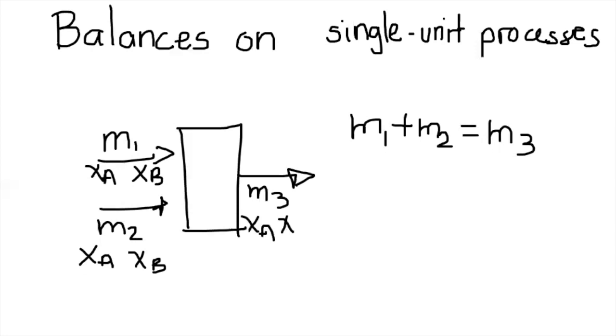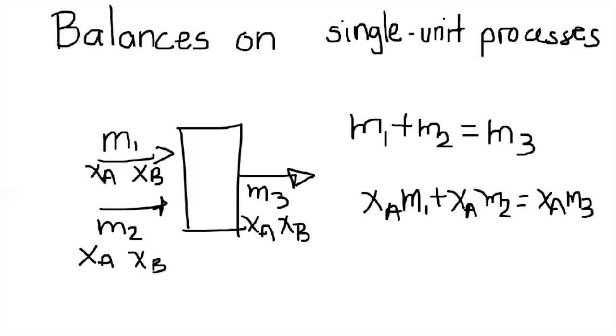So the total balance is going to be mass 1 plus mass 2 equals mass 3. And then we can do it component by component. So component A times mass 1 plus component A times mass 2 equals the component A times mass 3, right? So this is going to be a balance by component. And this happens on single unit processes.